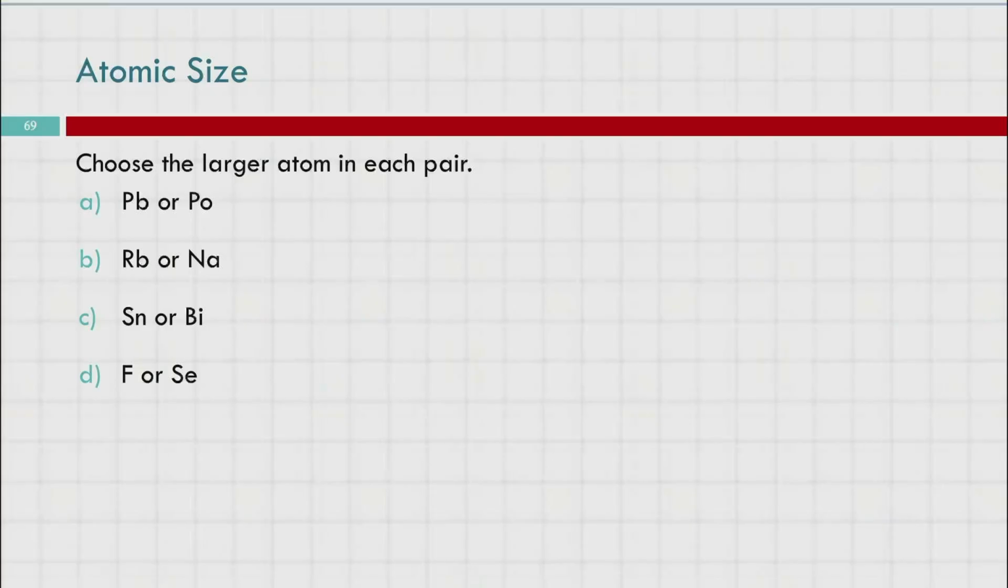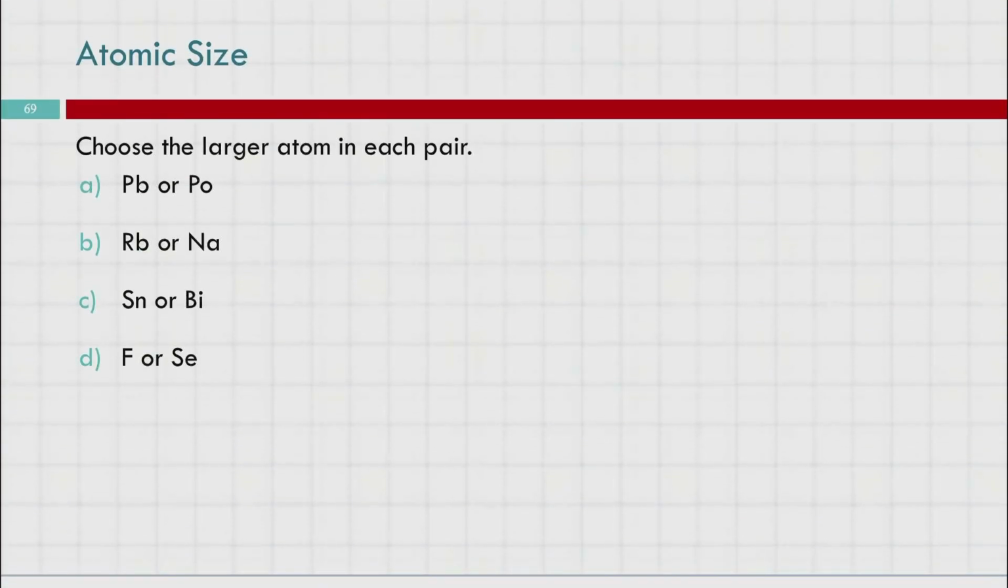So let's choose the larger atom in each of these pairs. I thought that I had a periodic table here, but I don't. So we're looking at Pb and Po. Those are going to be in the bottom right side of the periodic table in our p block. The relationship to each other is we've got Pb, and then skip a space, Po. Which one of those two atoms is going to be larger? Pb or Po? It is going to be Pb. Pb is larger.